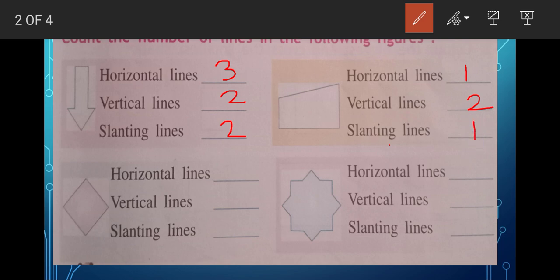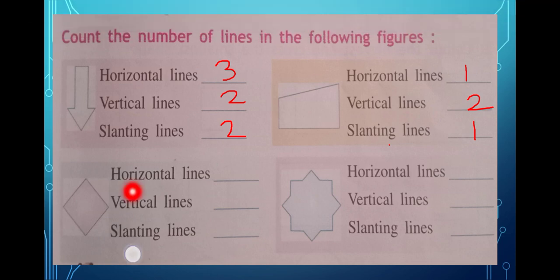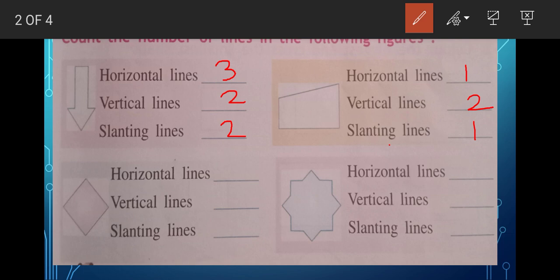Okay children, now this is the third figure. Here also you have to find out horizontal lines. Can you find any horizontal lines here? No, I don't find any. These are slanting, this is slanting, this is also slanting, this is also. Vertical is also not there, horizontal is also not there. So these two will be 0. And how many slanting lines are there? There are 4 slanting lines. So let us write, children. 0 horizontal lines, 0 vertical lines, and 4 slanting lines.